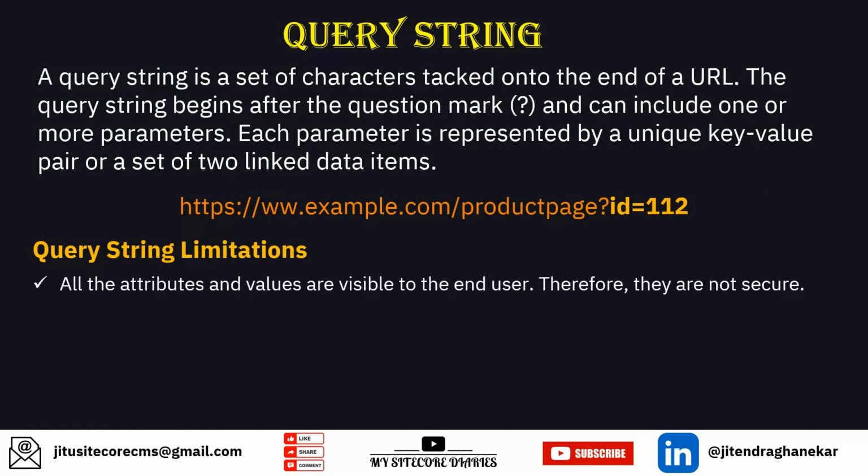All the attributes and values are visible to the end user, therefore they are not secure. If you see all those values, like here in this example, ID 112, it is plain text. So you cannot pass secure or sensitive data through the query string. It is not a secure way. There is also a limit to URL length of 255 characters. In most cases the maximum URL string length is 255 characters. That is the limitation.